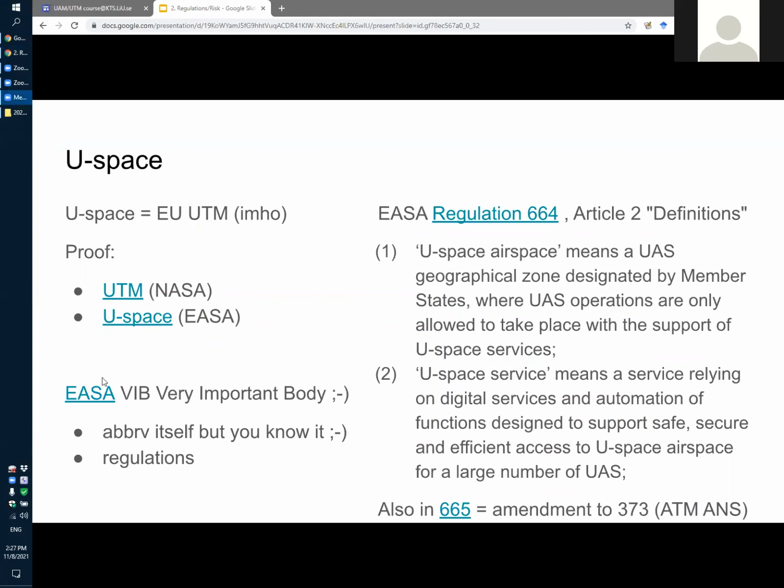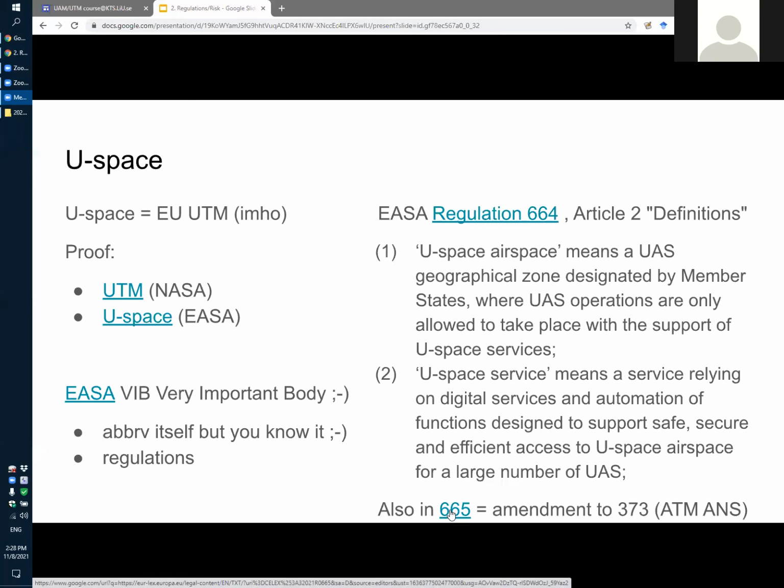At the same time, when we speak about regulations, of course, EASA has the final word. EASA is a very important body. As you know, it's an abbreviation in itself, the European Aviation Safety Agency, which issues regulations. And in particular, as already mentioned, in April 2021, EASA issued the regulation on U-space, regulation 664.